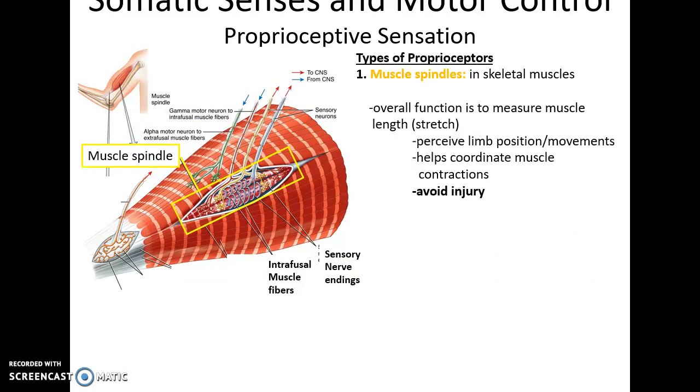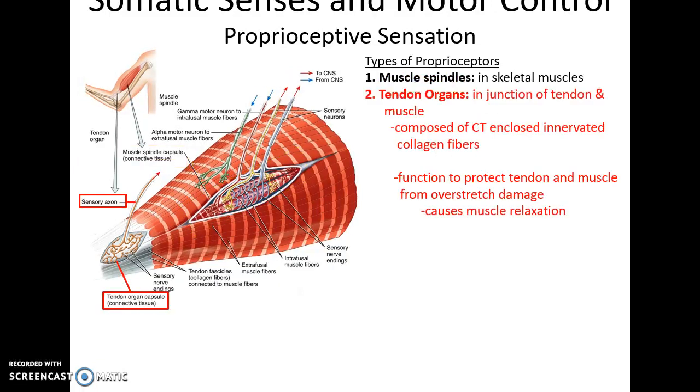So the overall function is to measure the overall length or stretch of the muscle organ to make sure it does not get overstretched. This also helps to perceive where the limb's position is, how it's moving, helps us to coordinate the various contractions of our various muscles, and again, prevents the muscle from being overstretched, helps to avoid injury.